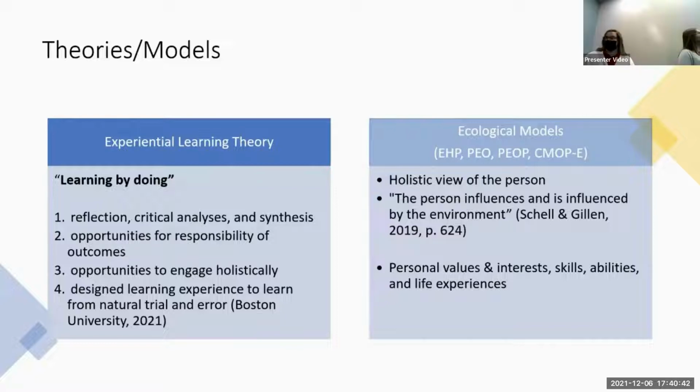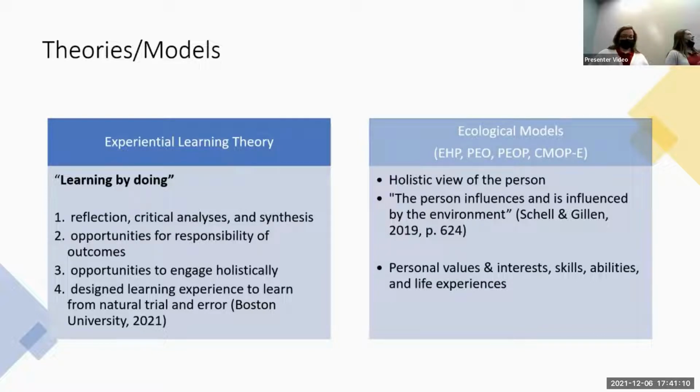So one theory that I immediately thought of was learning by doing, the experiential learning theory. These four elements: reflection, critical analysis and synthesis, opportunities for responsibility of outcomes, opportunities to engage holistically, and experiential learning is designed learning experience to learn from natural trial and error. Trial and error is going to be a very big part of virtual reality and how it can be beneficial for OT because it gives you that repeated practice opportunity.